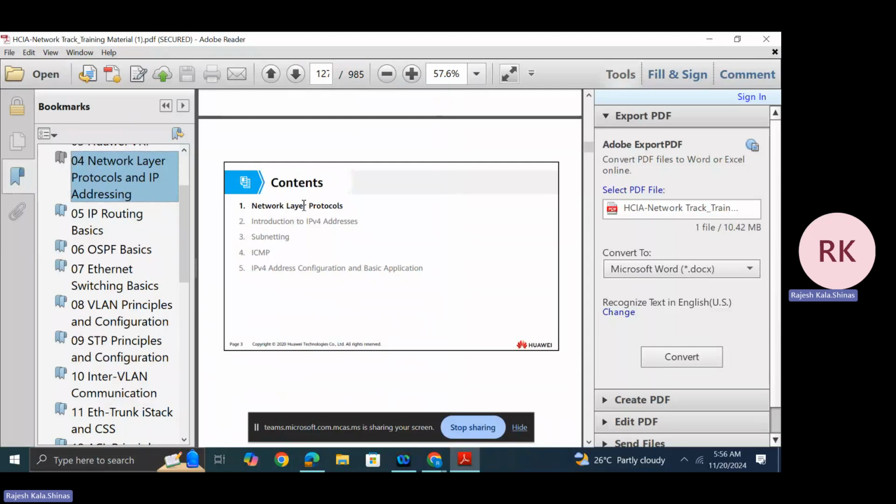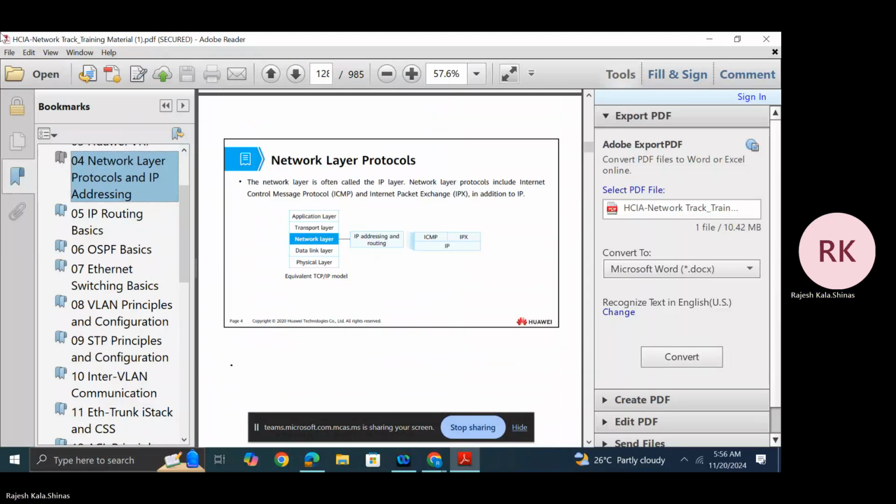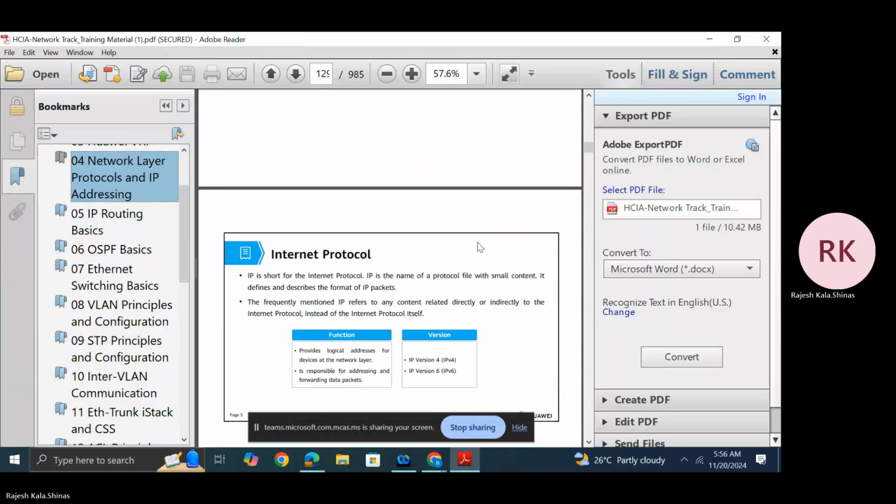So start with network layer protocols. The purpose of the network layer is IP address assignment and routing. For that purpose we have the ICMP protocol, meaning Internet Control Message Protocol, then IPX, Internet Packet Exchange Protocol, then IP, Internet Protocol. So the purpose of the network layer is IP addressing and routing the data or packets. It contains three protocols.